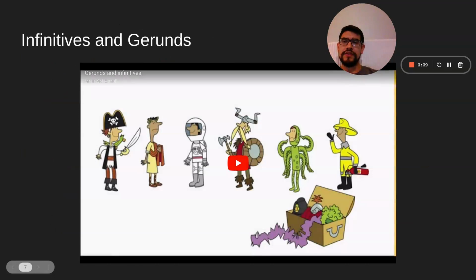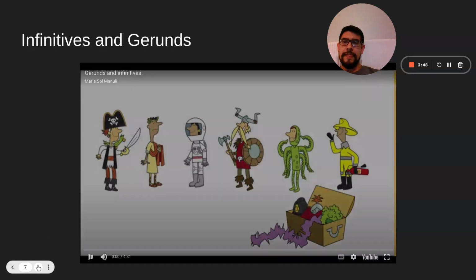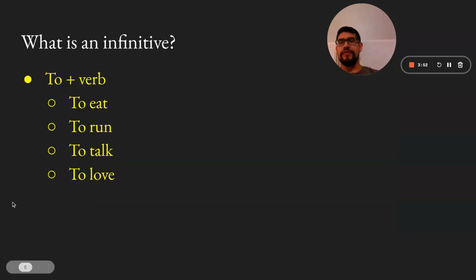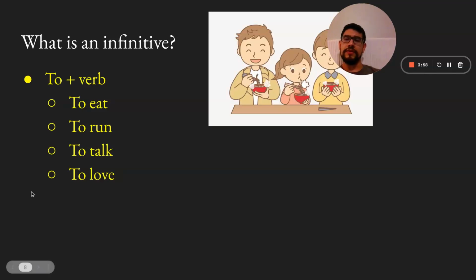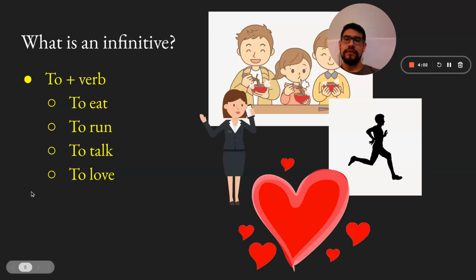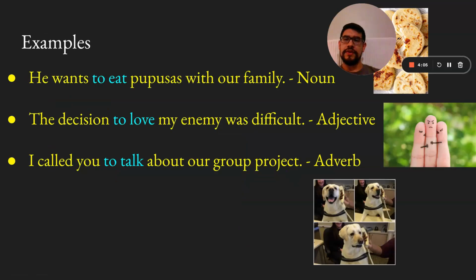Okay, so same thing with infinitives and gerunds. We have a video explaining infinitives and gerunds that we will skip for now. So what is an infinitive? An infinitive is a verb with the to at the beginning. So to eat, to run, to talk, to love are all infinitives.